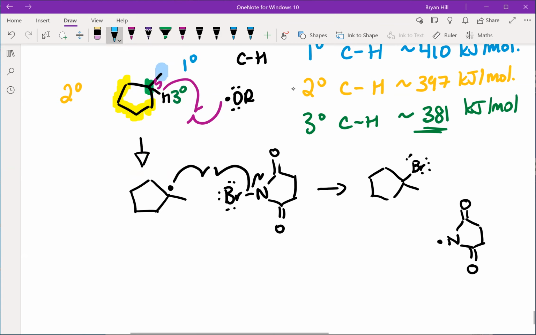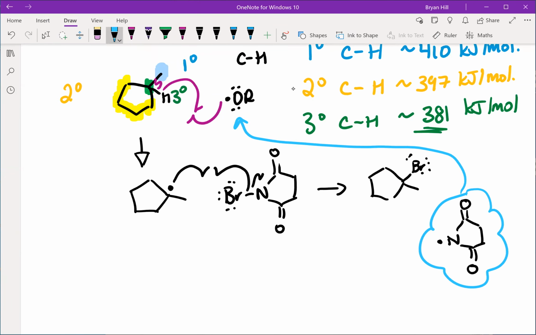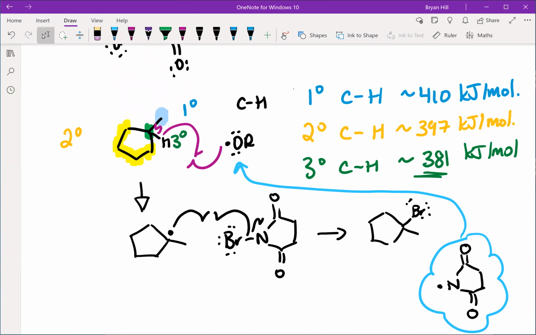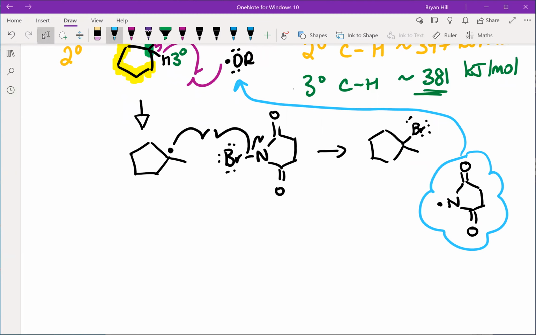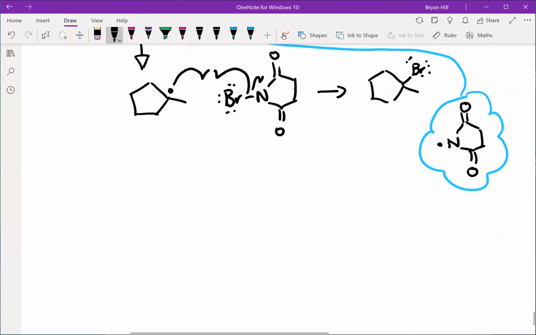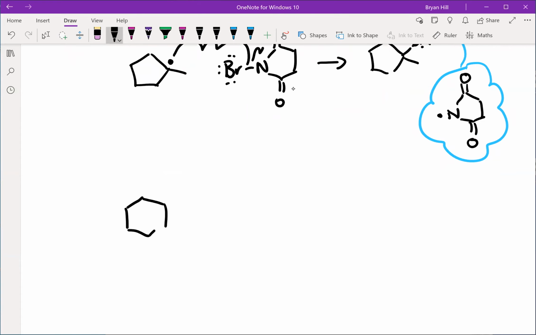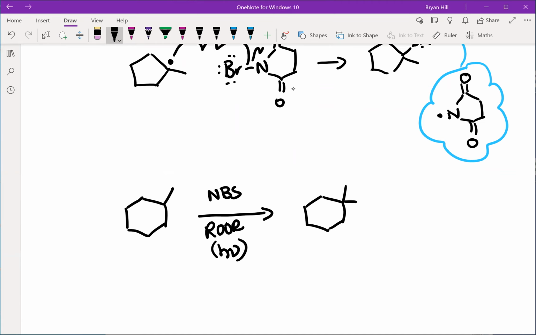Where's a little colored arrow? This guy is going to continue the chain here. Instead of OR, it's now N with the N radical, so the nitrogen-based radical. So that's basically it. If you've got just a straight up alkane, you can selectively brominate on the most substituted carbon. So as long as there's a CH bond, so a tertiary carbon, if you used NBS, a peroxide, and UV light, you are going to make this.